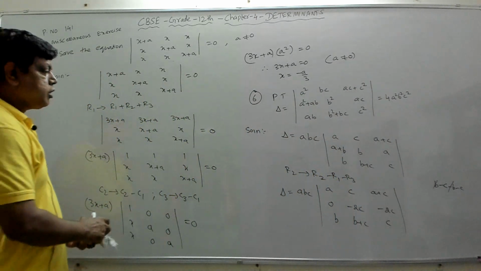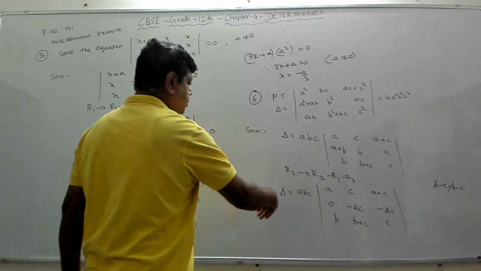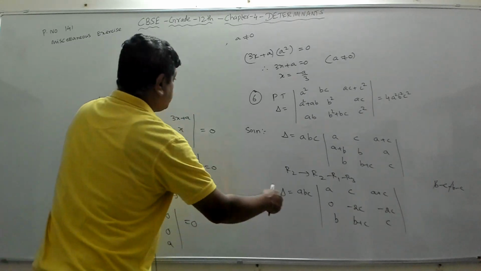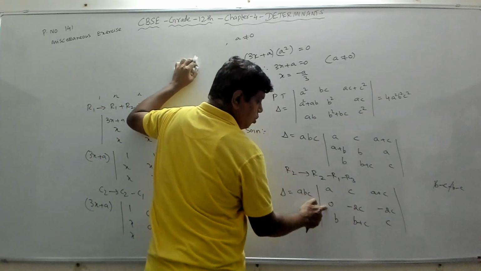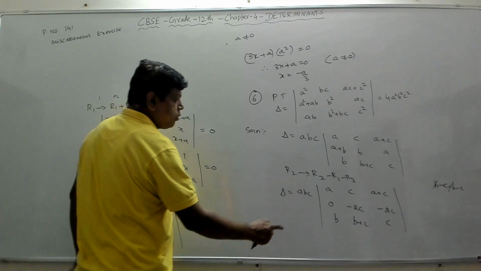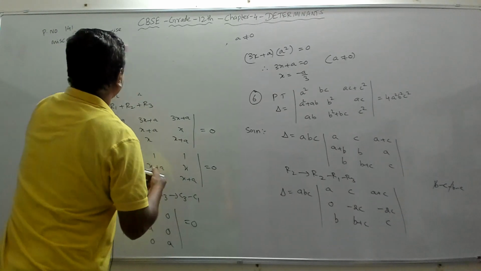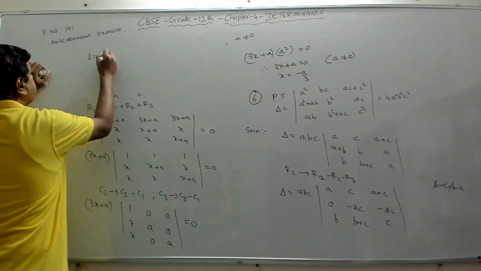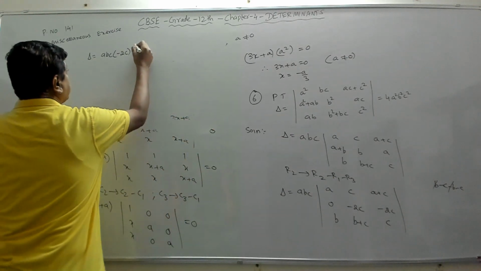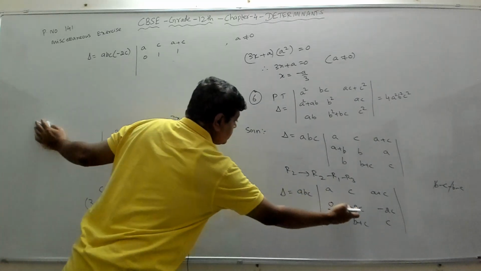Fine. Now again, if you observe, the second row has minus 2C common. That can be taken out. Right? So if you take out minus 2C, because this has 2C, this has 2C. So 0 also has 2C, because 0 can be written as 0 into minus 2C. So minus 2C is common, so that can be pulled out. If I take minus 2C out of the second row, our delta will become ABC into minus 2C, which is taken out of row 2. So my determinant will become A, C, A plus C, 0, 1, 1, because minus 2C is taken out.